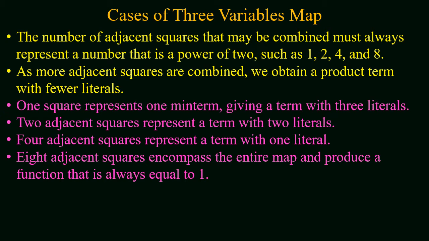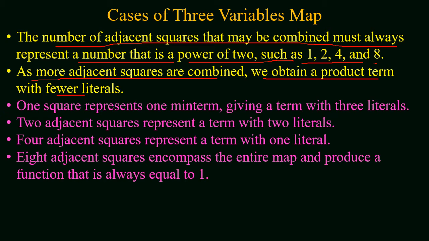So we can say that the number of adjacent squares that may be combined must always represent a number that is a power of 2, such as 1, 2, 4 and 8. Also, the more adjacent squares combined in a group, the fewer literals in the resulting product term.